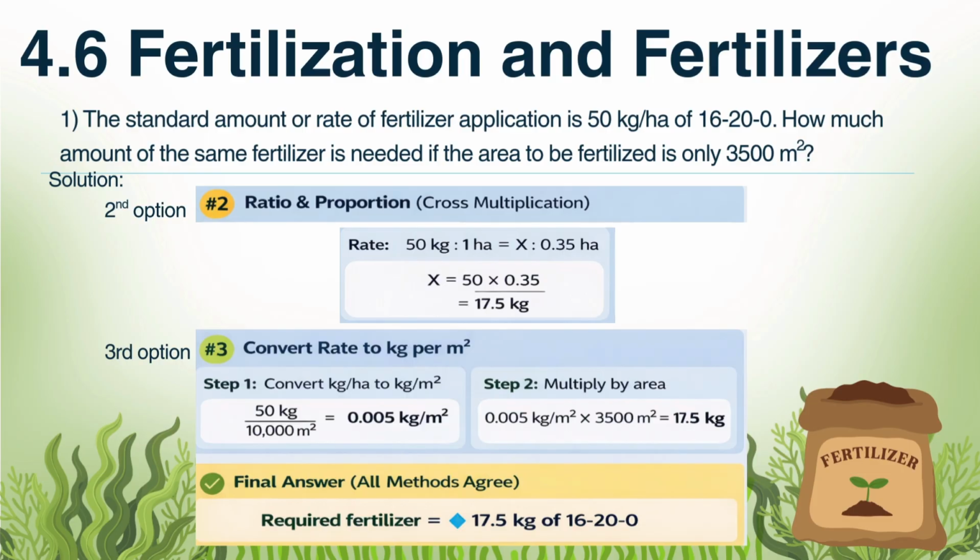Then we will multiply the area: 0.005 kilograms per square meter times 3,500 square meters, the given, which will result to 17.5 kilograms. So all the three methods agree. Then the required fertilizer is 17.5 kilograms of ammonium phosphate.